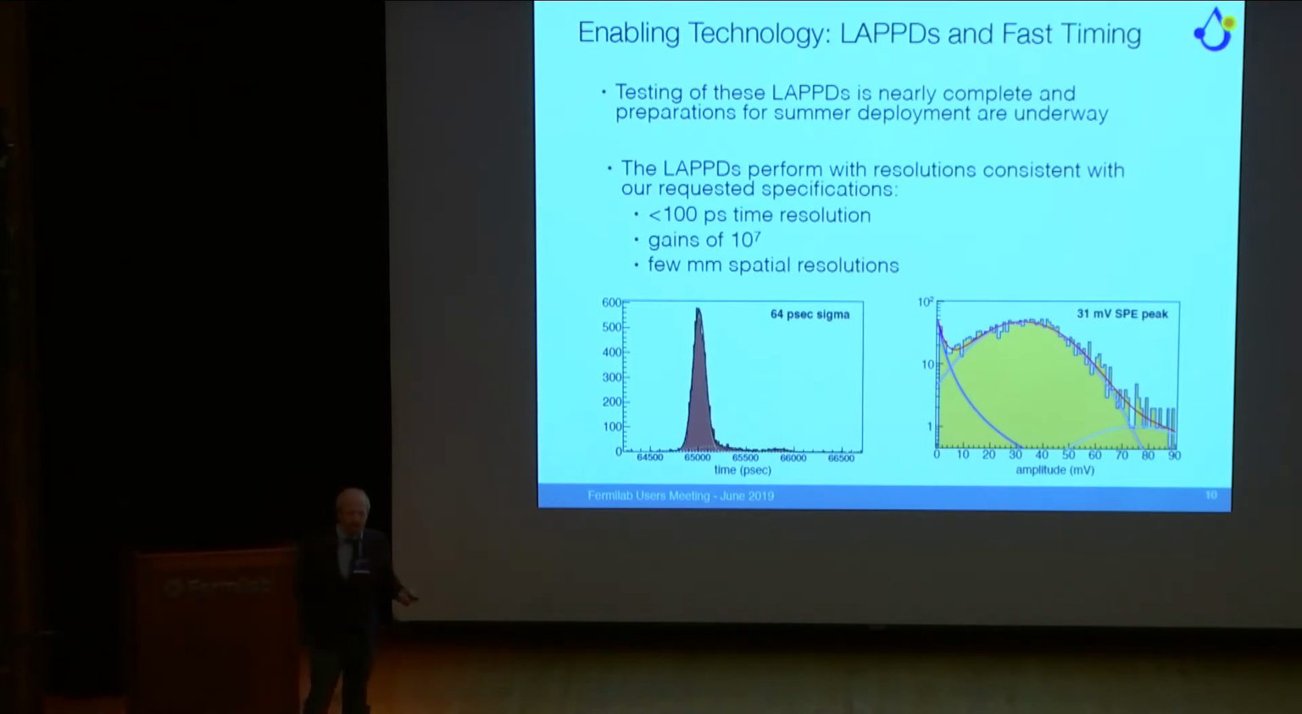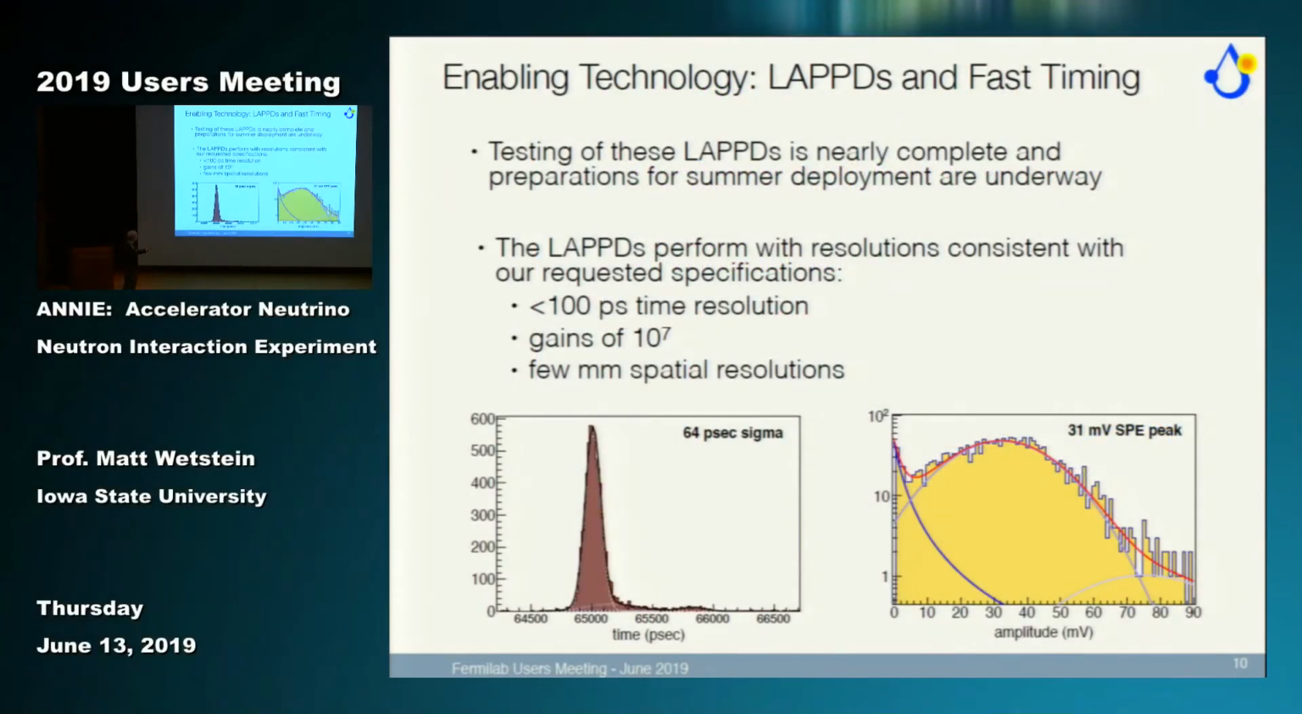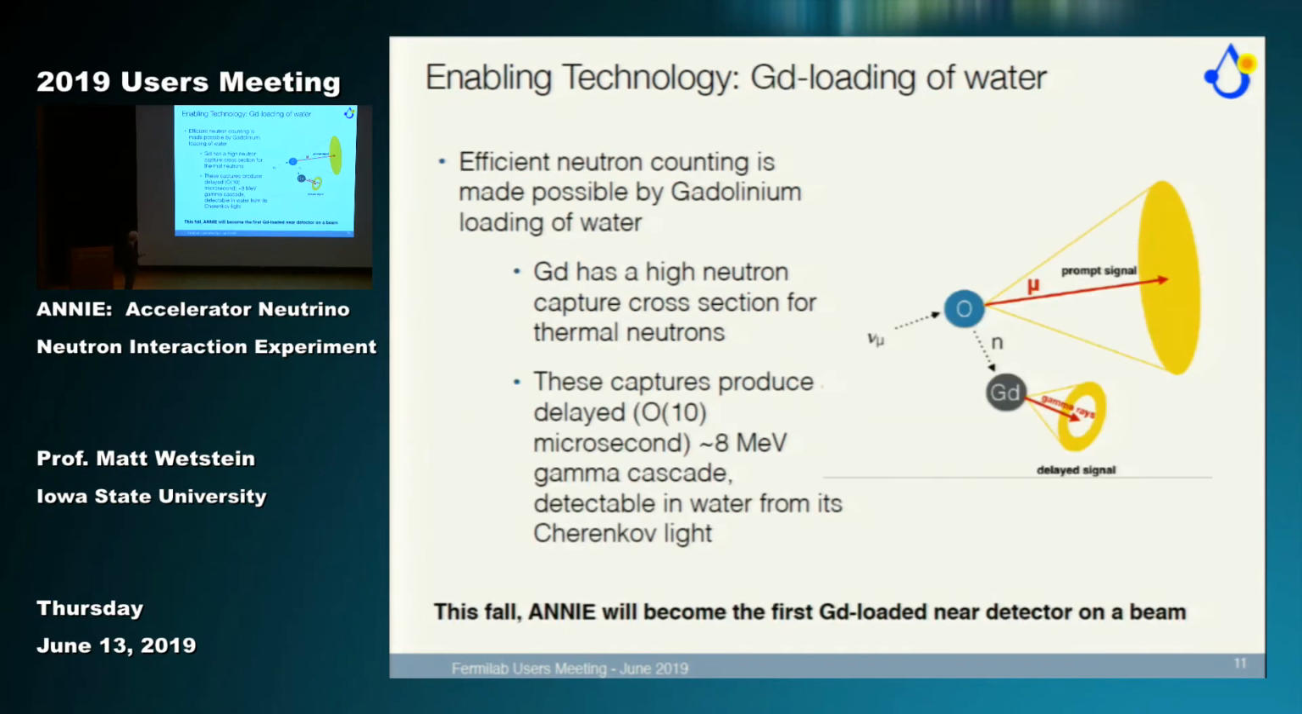The LAPPDs have all performed with resolutions consistent with our requested specs, which is to say, again, better than 100 picosecond time resolution, gains of 10 to the 7, and the few millimeter spatial resolution. These are 2 plots from an upcoming paper showing for one of those LAPPDs the 64 picosecond transit time spread and a peak single photon amplitude of the signal of around 31 millivolts at 50 ohms, which is a very nice signal size for separating photons from background.